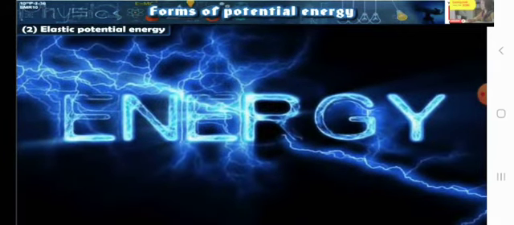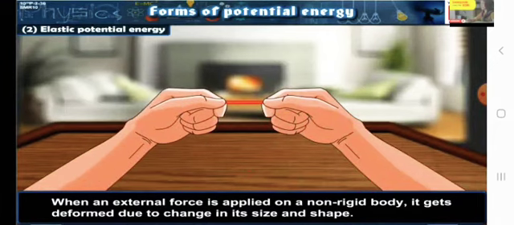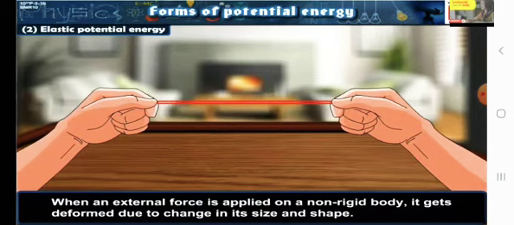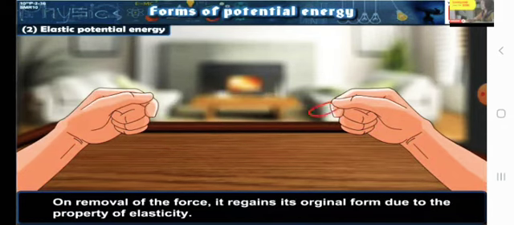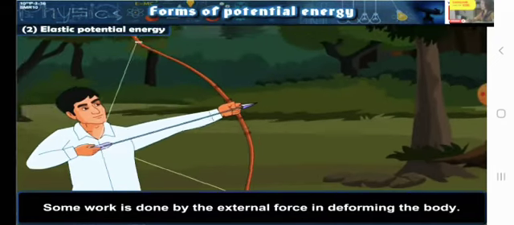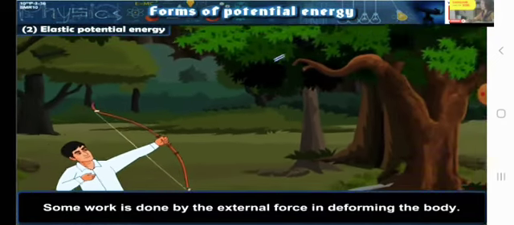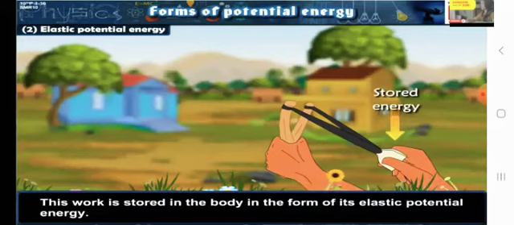2. Elastic potential energy. When an external force is applied on a non-rigid body, it gets deformed due to change in its size and shape. On removal of the force, it regains its original form due to the property of elasticity. Some work is done by the external force in deforming the body. This work is stored in the body in the form of its elastic potential energy.